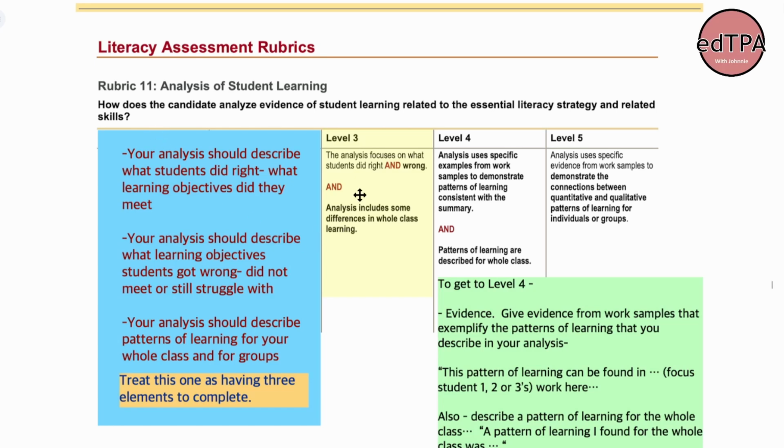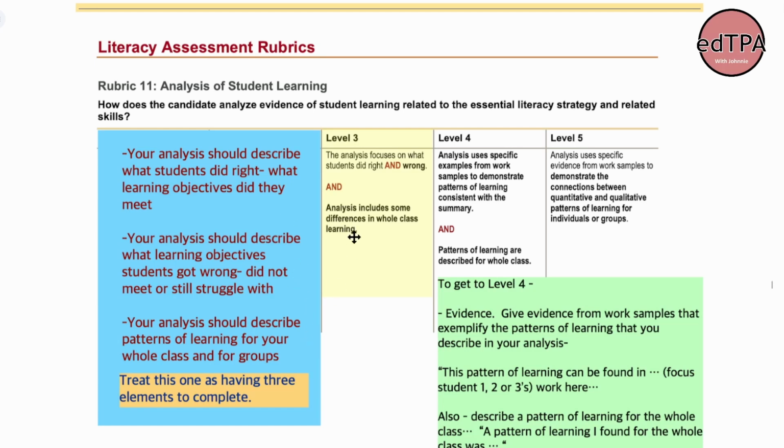Level 3 says, this is the level you want to work towards at least, the analysis focuses on what students did right and wrong, and analysis includes some differences in whole class learning. So based on this, these are some requirements to reach level 3. Your analysis should describe what students did right, what learning objectives they met. Your analysis should describe what learning objectives students got wrong, did not meet, or still struggle with. That's pretty straightforward.